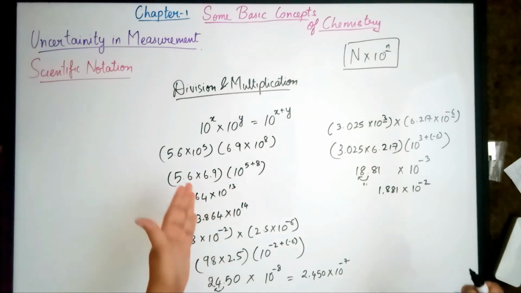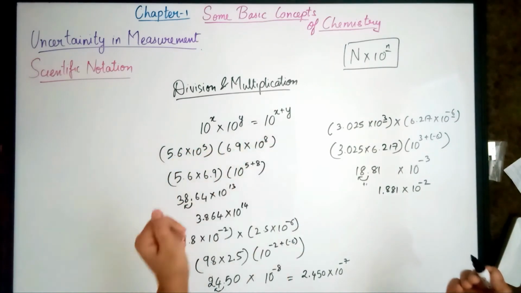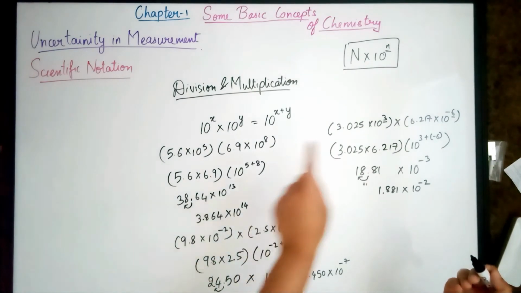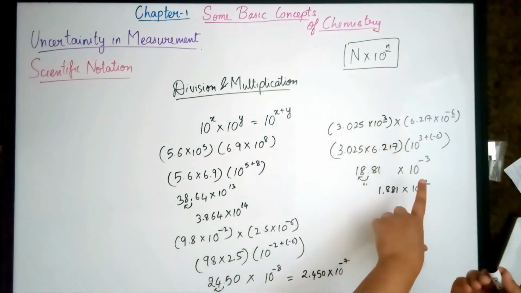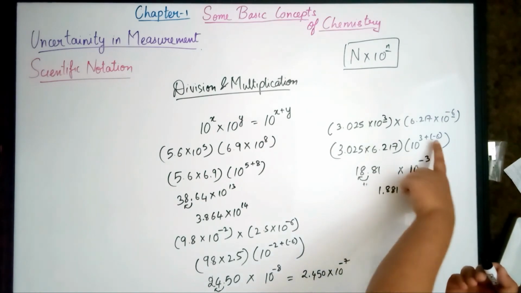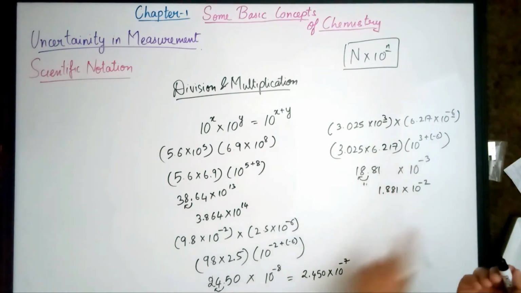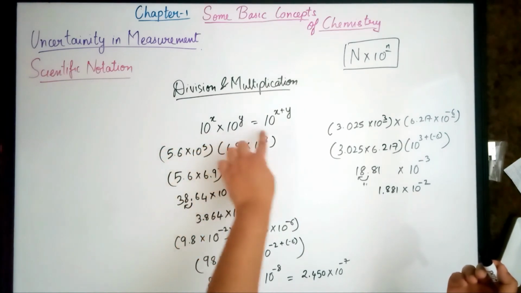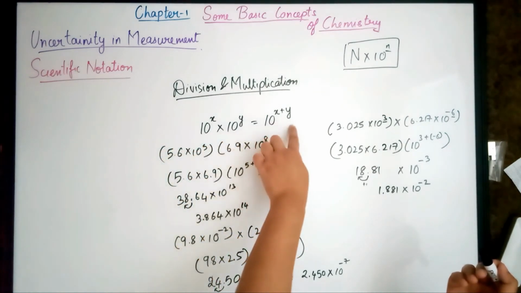You will have either both as positive powers, then you just add them. Both are negative, again here also you will add them. But when you have one as positive and one as negative, you will be subtracting them because of this particular place. Okay, but generally you need to remember 10 to the power x into 10 to the power y gives rise to 10 to the power x plus y.